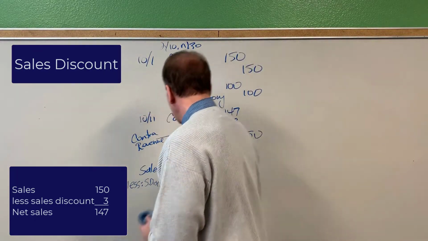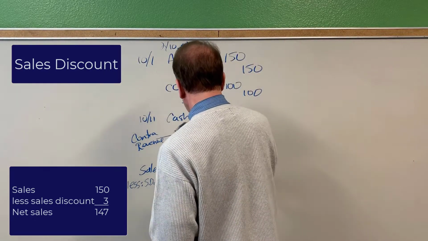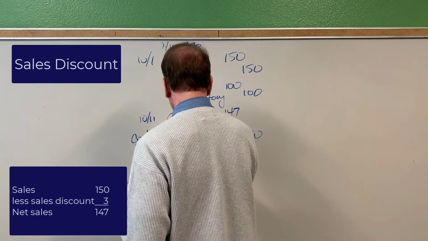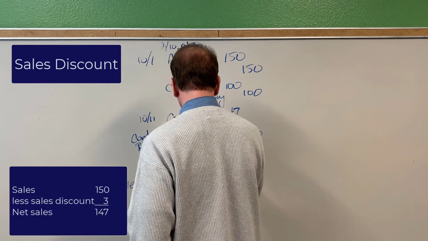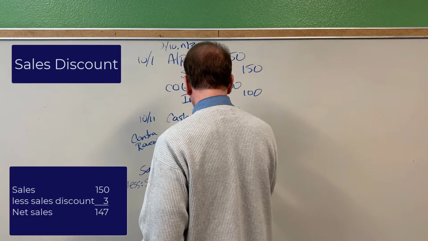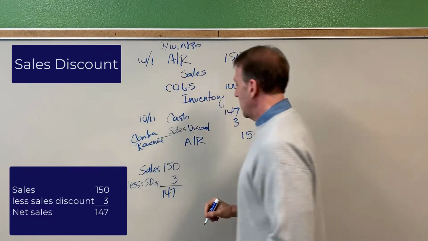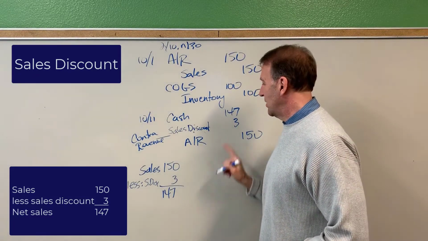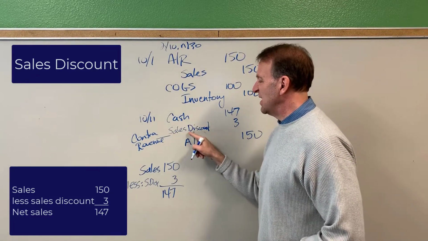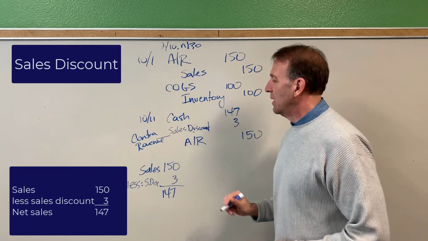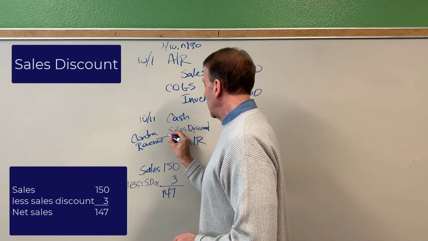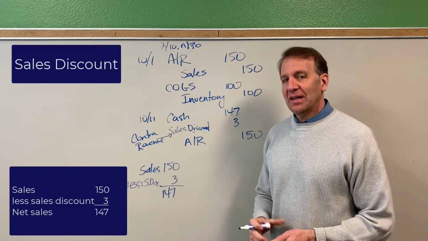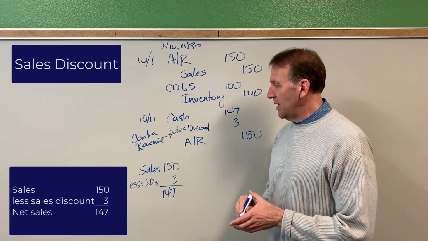Oh, and I did kind of make a mistake there. That shouldn't be indented. Okay, so it should be sales discount $3 there, right? So the debit was right there. I just shouldn't have indented that because that's the debit. All right, so anyway, this is still a contra revenue account. All right, so hopefully this makes sense to you.